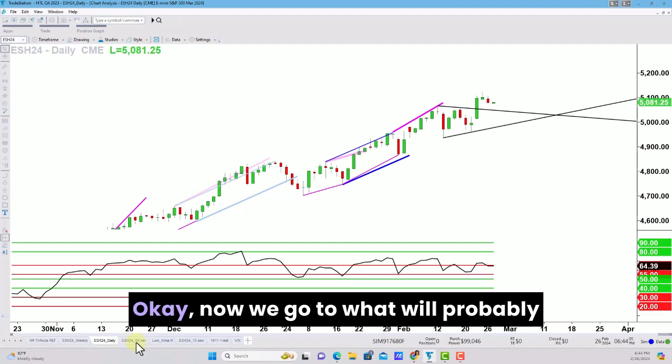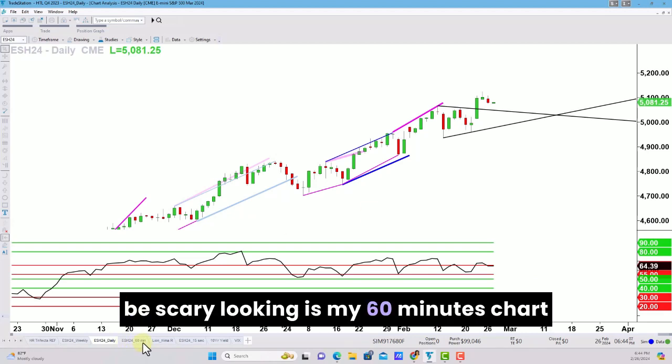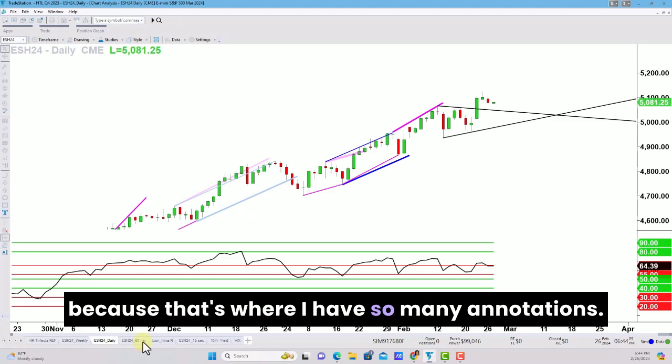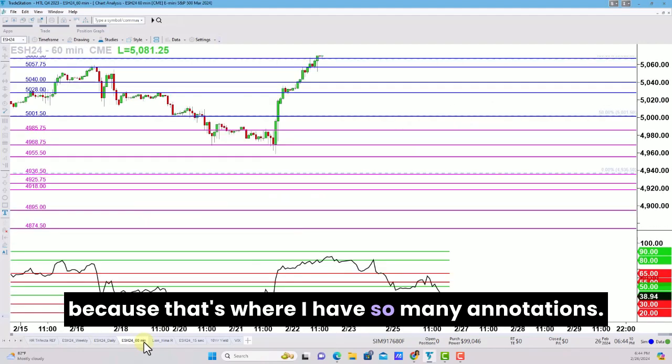Okay, now we go to what will probably be scary looking, my 60-minute chart, because that's where I have so many annotations.